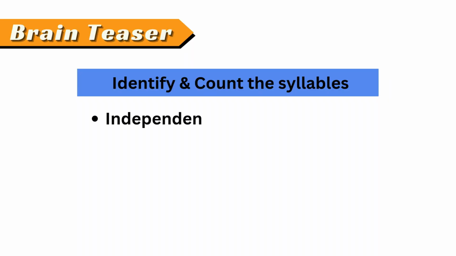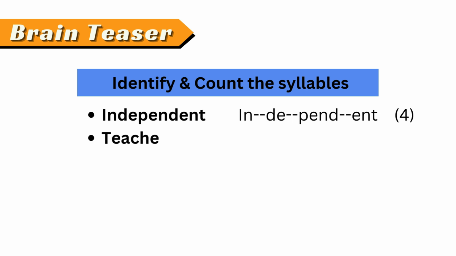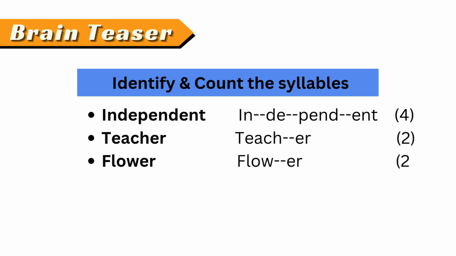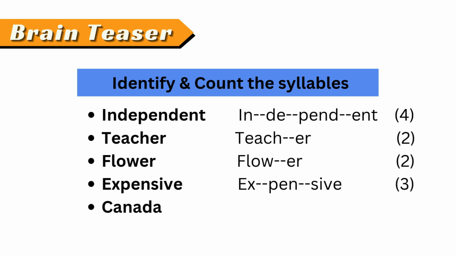The word independent has 4 syllables. Teacher has 2 syllables. Flower also has 2 syllables. Expensive has 3 syllables. And Canada has 3 syllables. I trust you are now comfortable and you can understand what syllables are and you can count syllables in a word.